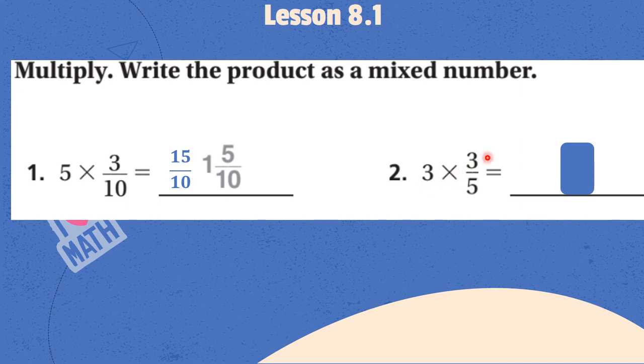Here we have 3 times 3 fifths, so it's 3 times 3 equals 9 over the same denominator 5, so we have 9 over 5. And then we want to convert this into a mixed number, we do a subtraction. 9 minus 5 equals 4 in the numerator, 5 as the denominator, and 1 as the whole number. Again, 3 times 3.